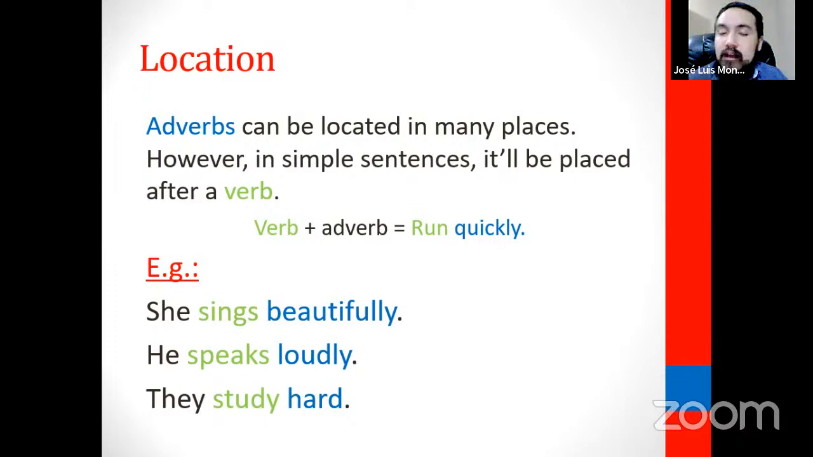Okay, so a verb plus adverb, it means run quickly. She sings beautifully. He speaks loudly. They study hard. Hard is one of the exceptions. I think we talked about it. Hard is not hardly, right? We don't say hardly as an adverb because hardly is something different. It has a different meaning. It is a word by itself. Okay, so adjective hard, adverb hard. Hardly is something else, something different.